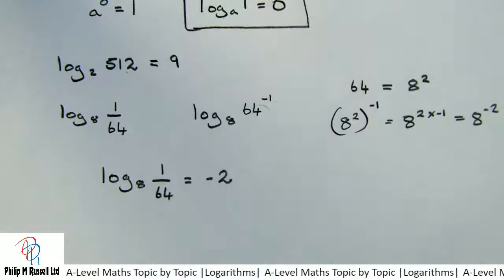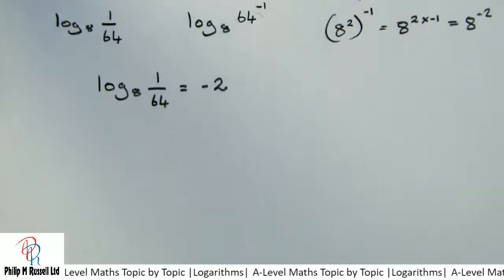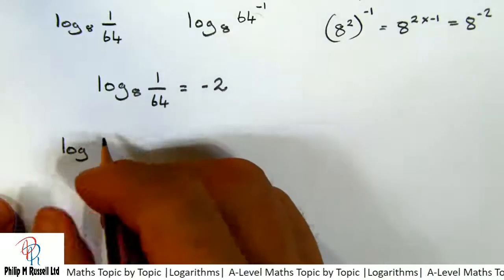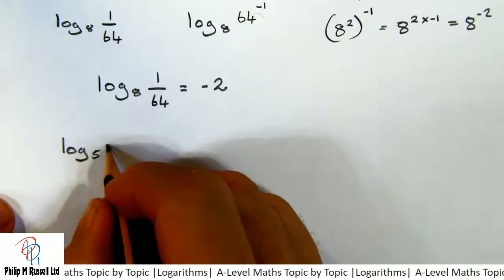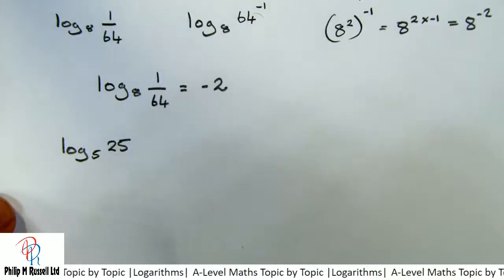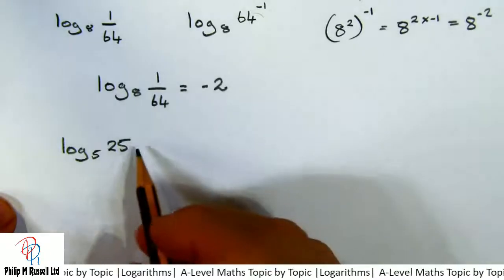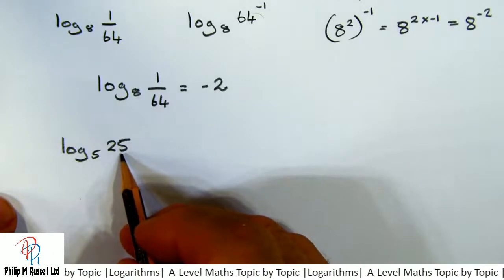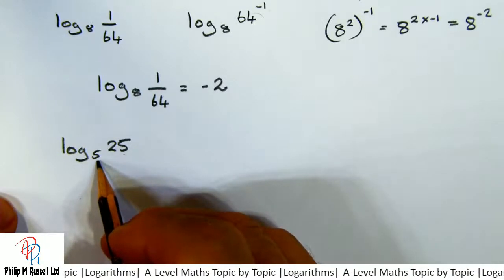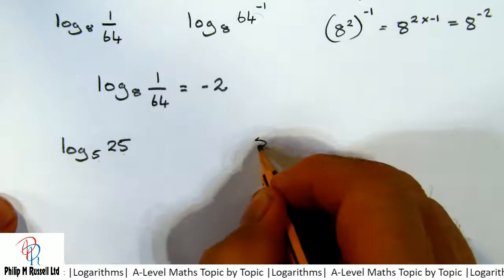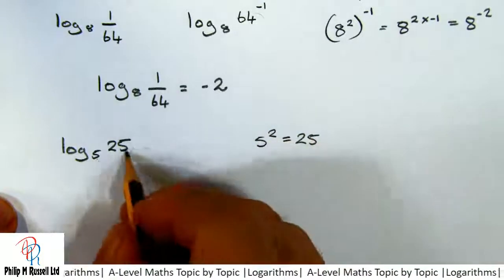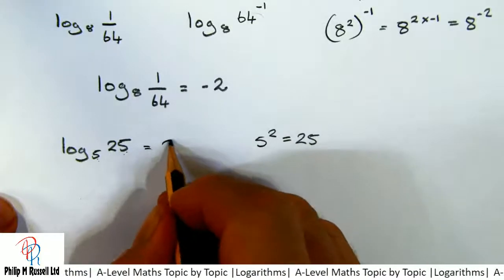Right, well, let's see what we can try and do with this. Let's move on. Let's see if we can look at something like log to the base 5 of 25. We're being asked, what is 25 expressed as a power of 5? Now we know that 5 squared equals 25, so log 5 of 25 is 2.